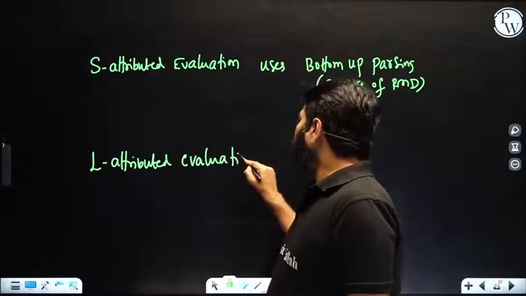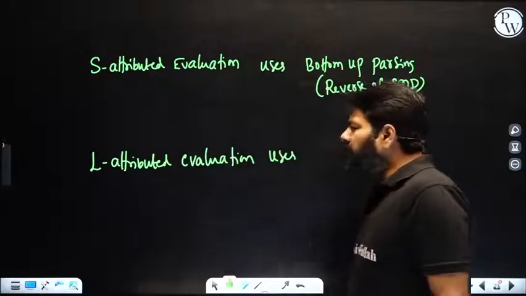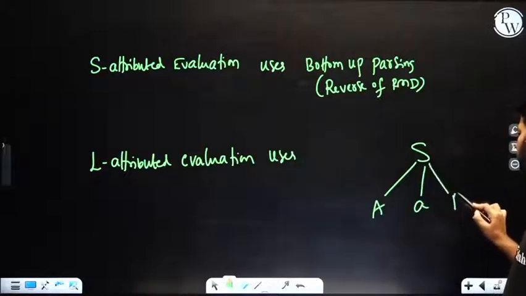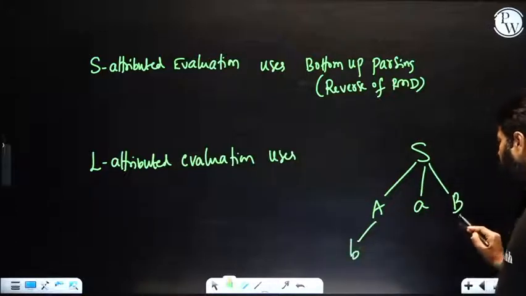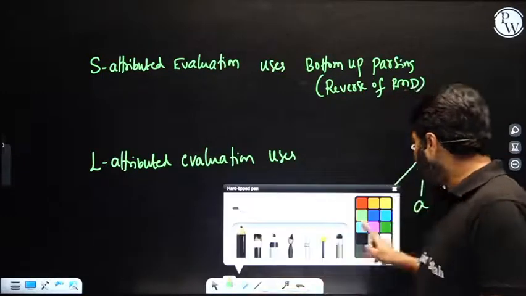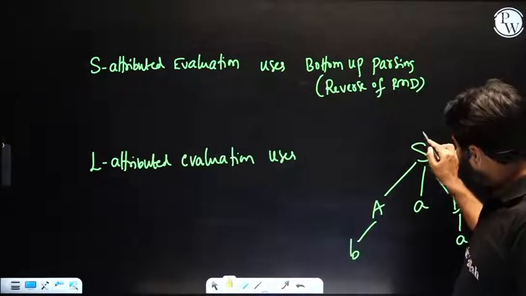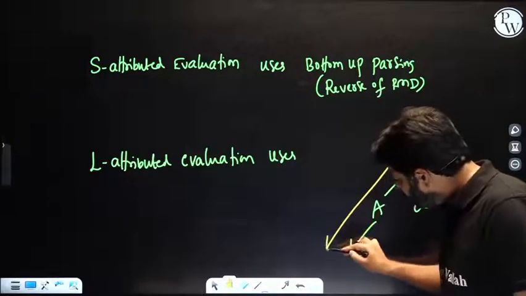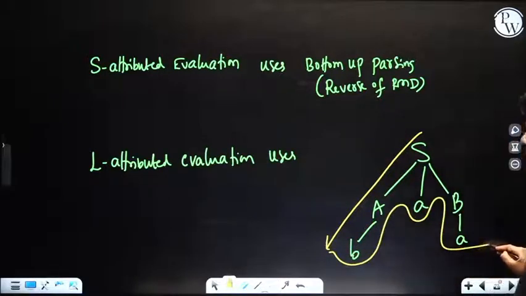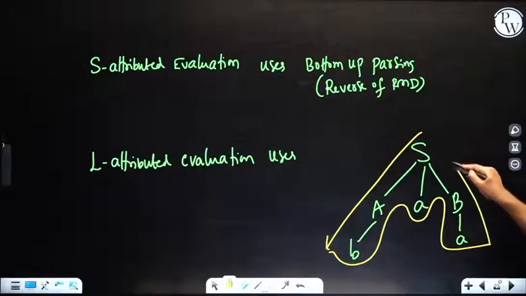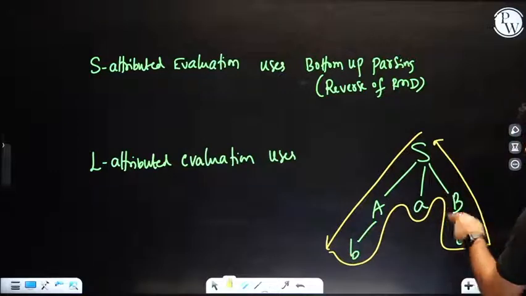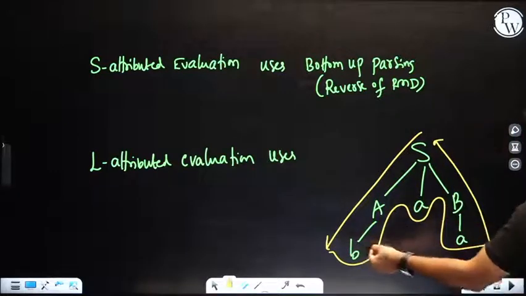L attributed evaluation uses some kind, like, you know, if you have some tree, I'm just saying it, don't worry what it is, you have something here, right? Let's say this is your tree. Then here evaluation is something like this. It goes depth left. Once it goes, it evaluates all the translations from left to right. Right, you can see it goes up to here. It goes depth left and follows just like in order concept. It goes left to right.